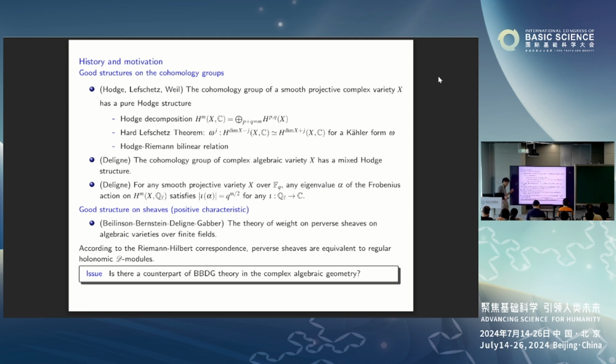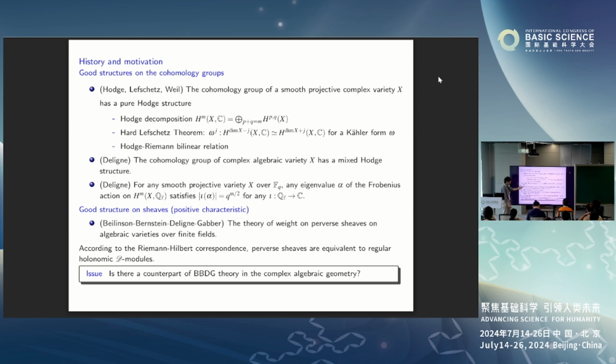And let me mention what invited us to this study. As is well known, the cohomology group of a smooth projective complex variety has a pure Hodge structure. So it has the Hodge decomposition, and it also satisfies the hard Lefschetz theorem and the Hodge-Riemann bilinear relations. And according to Deligne, it was generalized to the existence of a mixed Hodge structure on the cohomology group of any complex algebraic variety.